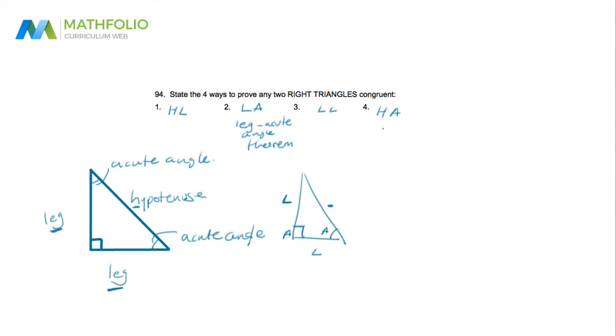HA theorem, which is the hypotenuse and acute angle. So if you know the hypotenuse and you know the angle, then you also know that the two triangles would be congruent there. And this is the same as having an angle, angle, side. But we call it HA because we know one of the angles is the 90 degrees, and we know the hypotenuse, and we know another acute angle. So that's number 94.